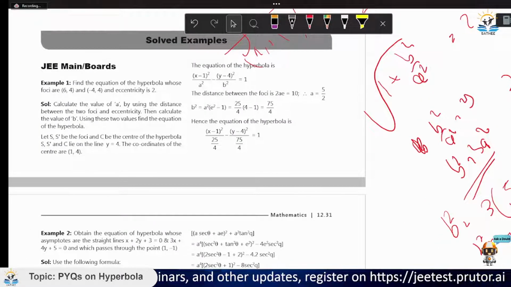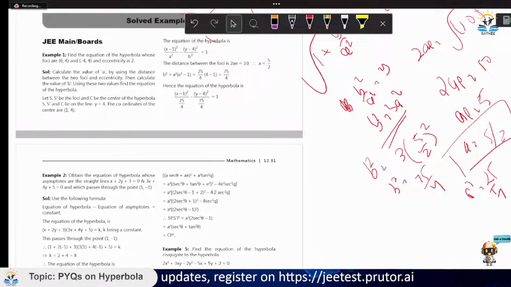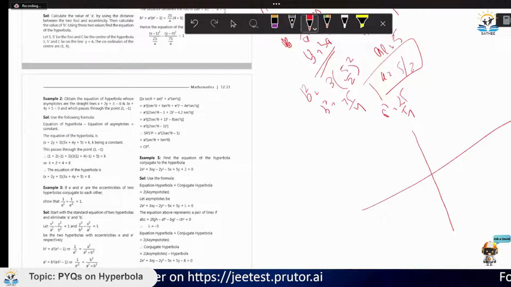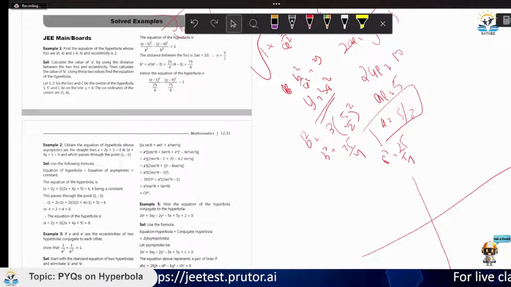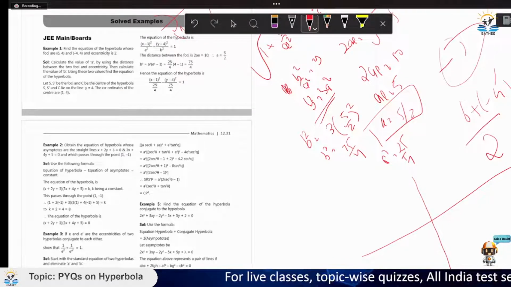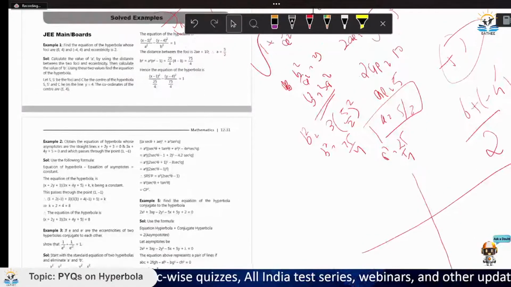First things first, we also have to find the center, the origin for the hyperbola. The new hyperbola has center at 6 plus minus 4 by 2, and 4 plus 4 by 2, that is 4. So these are the two coordinates of the center. It is plus 1, sorry guys, I don't know why I wrote minus 1. This is plus 1 and 4.